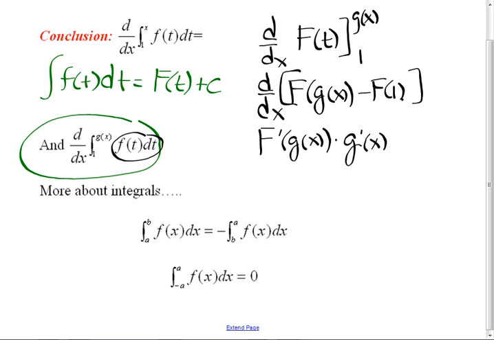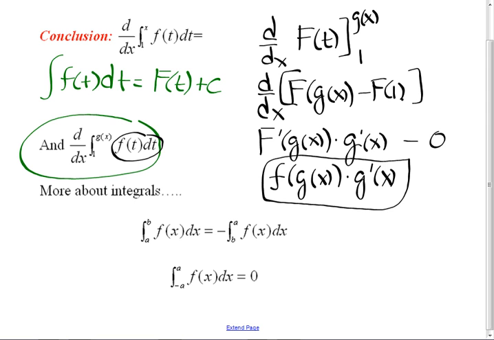What's the derivative of my constant, no matter what it is? It's minus 0. That's a constant. What's the derivative of a constant? 0. Well, this is f of g of x times g prime of x. And I promise you will see this on the exam. Ask.